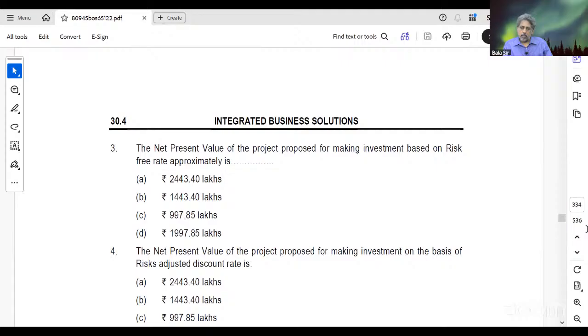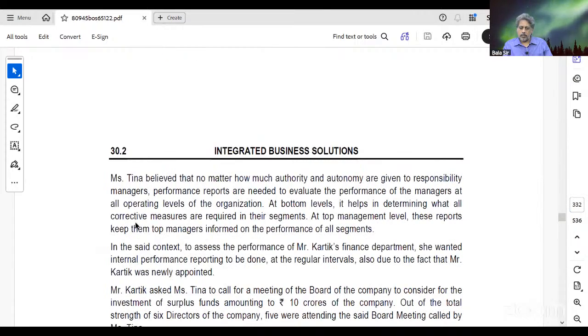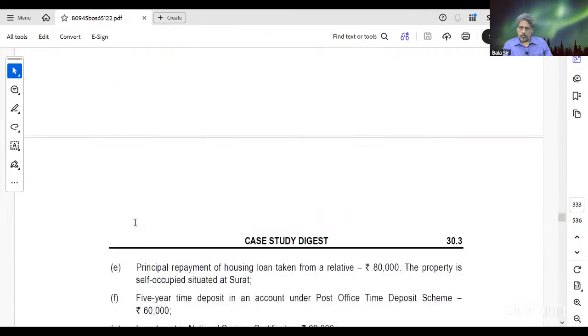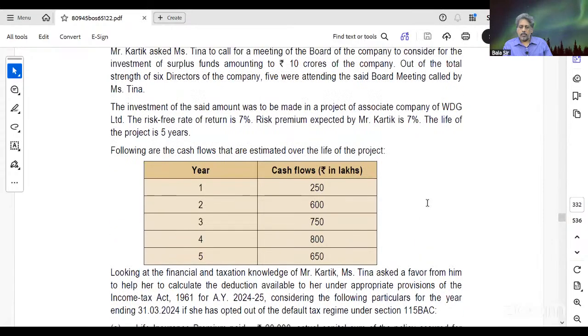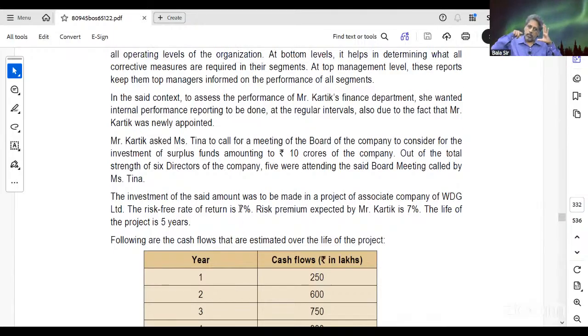Let's go to the risk-adjusted discount rate. Have you been given that? Just search for the risk-free rate. It's all scattered with information. The investment of the said amount was to be made in a project associate company of WDG Limited. The risk-free rate of return is 7%. Risk premium expected by Mr. Karthik is 7%. That means, since the project is risky, what is 7 plus 7? 14% is supposed to be the risk-adjusted discount rate.